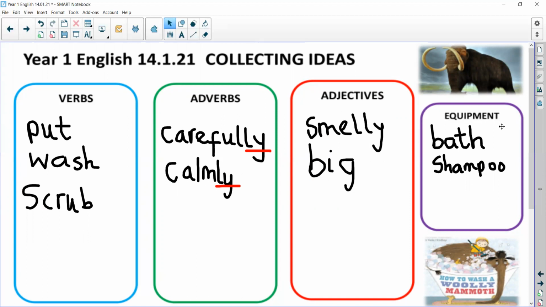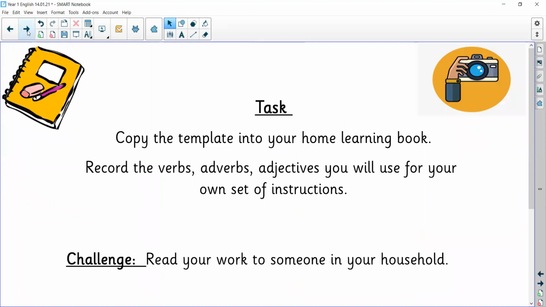And in this final one, it's thinking about the equipment you will use. So you'll need a bath in order to wash the mammoth. You'll need shampoo. What else will you need to include in the equipment list of things that you need? So today, your task will be to copy the template into your home learning book, record the verbs, adverbs, and adjectives that you will use for your own set of instructions. Your challenge: can you read your work to someone in your household?